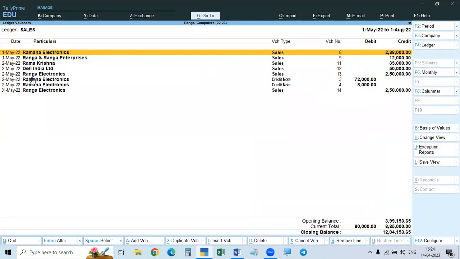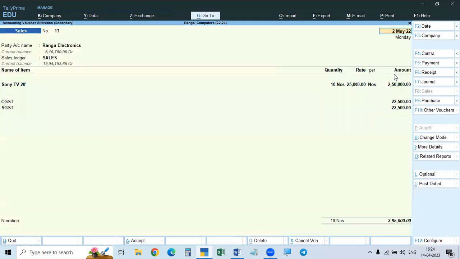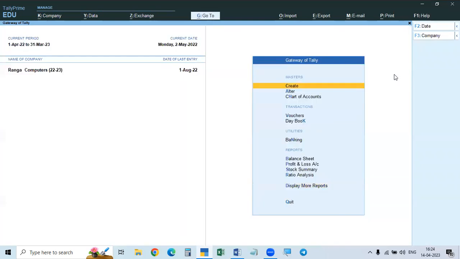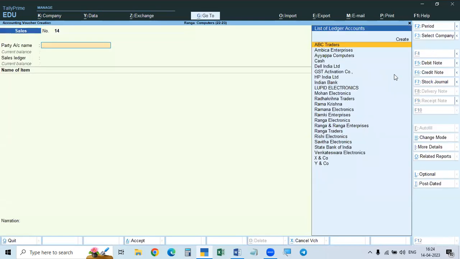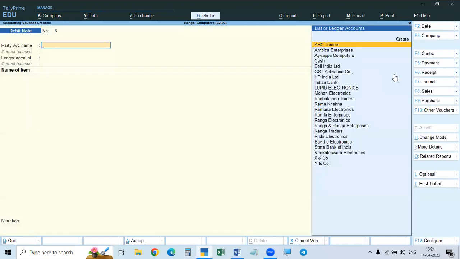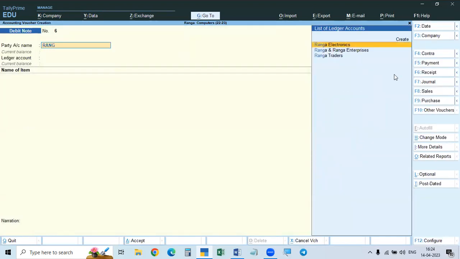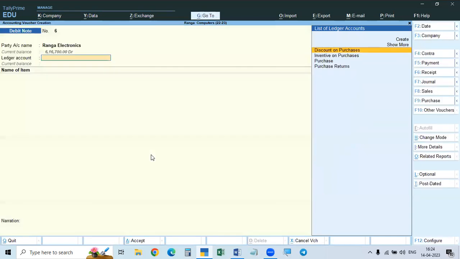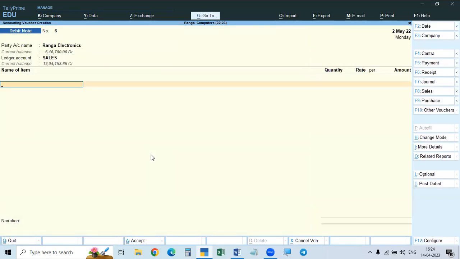Here, Ranga Electronics, 2nd May. Voucher: we take debit note, and we are issuing this, entering on 2nd May. Now we take Ranga Electronics, and the original invoice number is 13, dated 2nd May. Then save. Here you type, you'll get sales, and then Sony TV 20 inches.